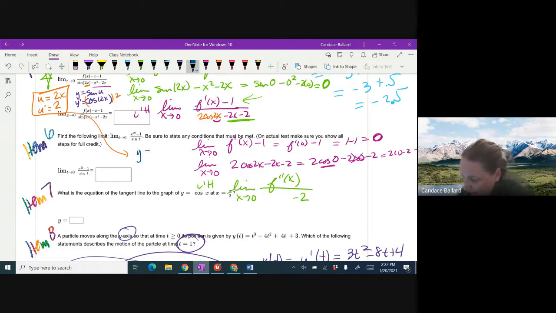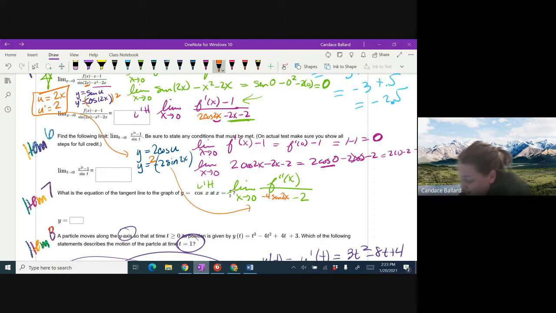So the y would be 2 cosine of u. What's the derivative of cosine? Yep, negative sine. So negative sine. I'm just going to plug my u back in now, which is 2x. And then we've got to multiply that by the derivative of the inside, which is a 2. So I'm just going to write my answer right in there. And I know I got arrows everywhere, sorry. Negative 4 sine of 2x.